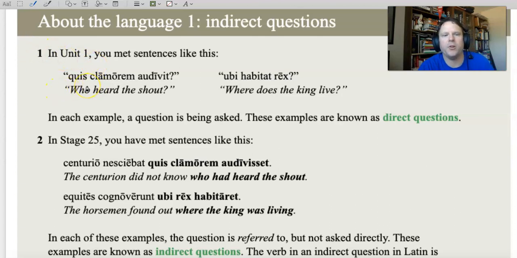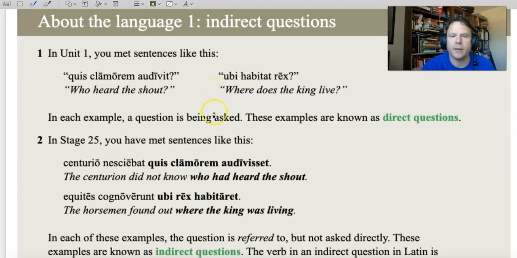We know what questions look like in Latin. We have question words, right? Interrogative pronouns: quis, quid, cur, ubi, quo modo. So here we have who, audivit. Quis clamorem audivit? Who heard the shout? Or ubi, so where? Habitat rex? Where does the king live?